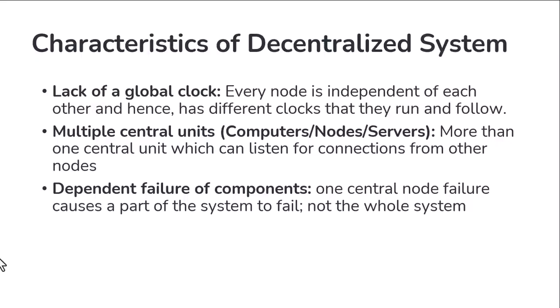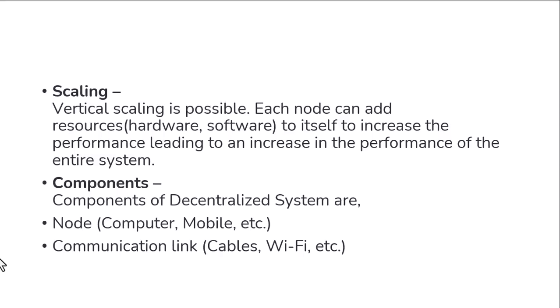Dependent failure of components: one central node failure causes a part of the system to fail, not the whole system. So this is the advantage. If we have 20 peers and one is down, it will not affect the whole system. Scaling: vertical scaling is possible, but mostly the scaling is horizontal.